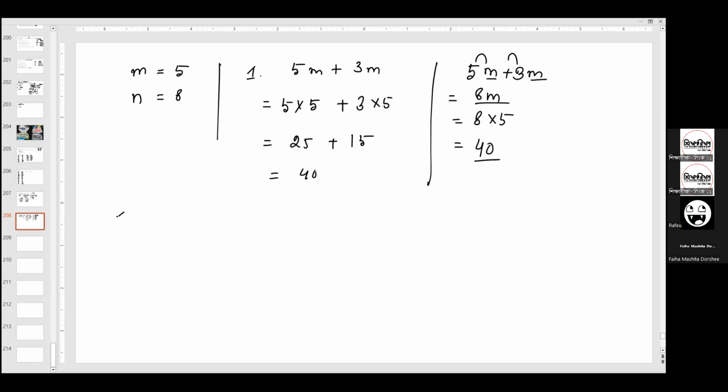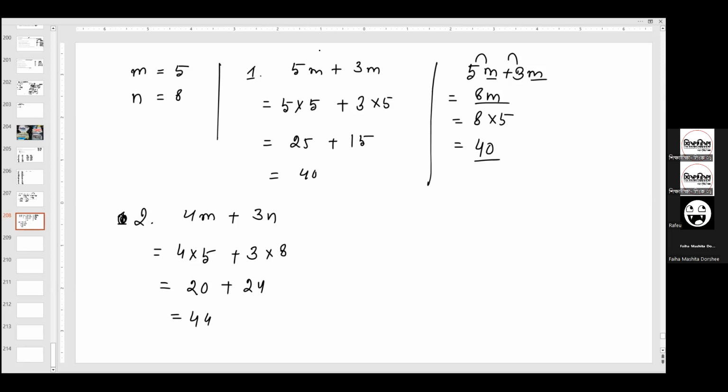But if we write down like this, number 2, so it's 4m plus 3n. We cannot add them because they are not similar. But why? Why we cannot add them? It's because if we just observe it, 4 multiplied by 5 plus 3 multiplied by 8. Now we only have this process to do. We can write down 20 plus 24, and so we can write down 44, right?